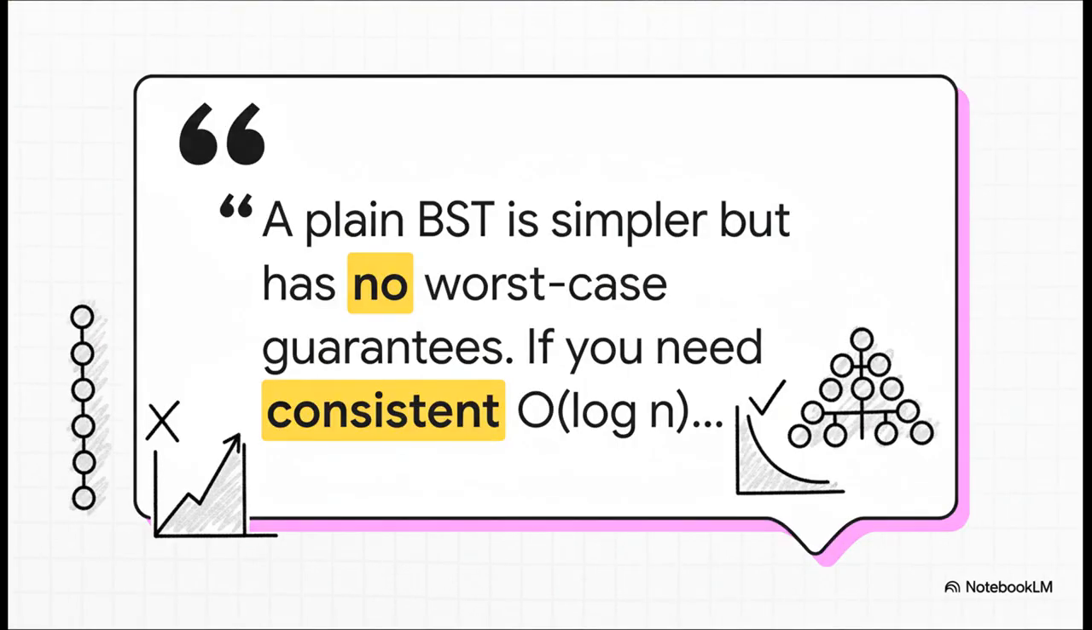And this quote just nails it. A plain, simple BST is wonderful to implement and understand, but it gives you zero guarantees against that worst-case skinny stick scenario. If you absolutely positively need that super fast logarithmic performance every single time, you have to level up to a more advanced self-balancing tree.